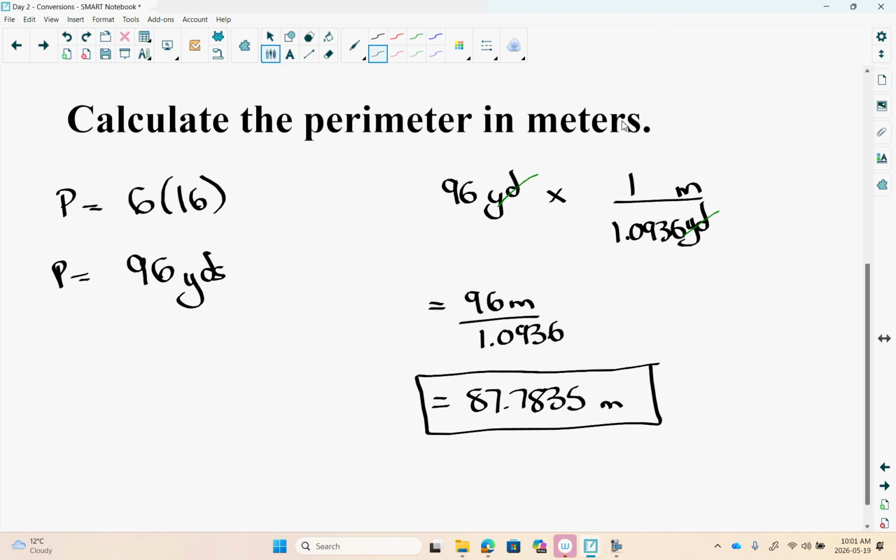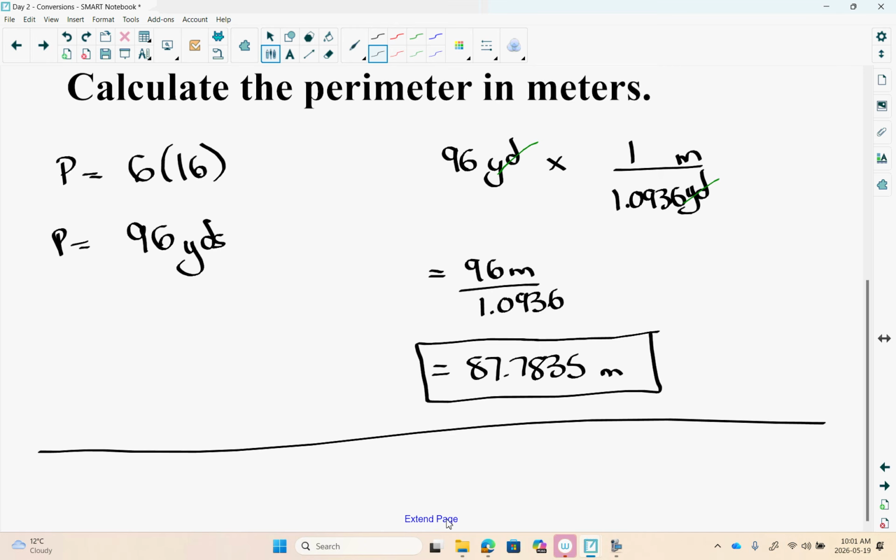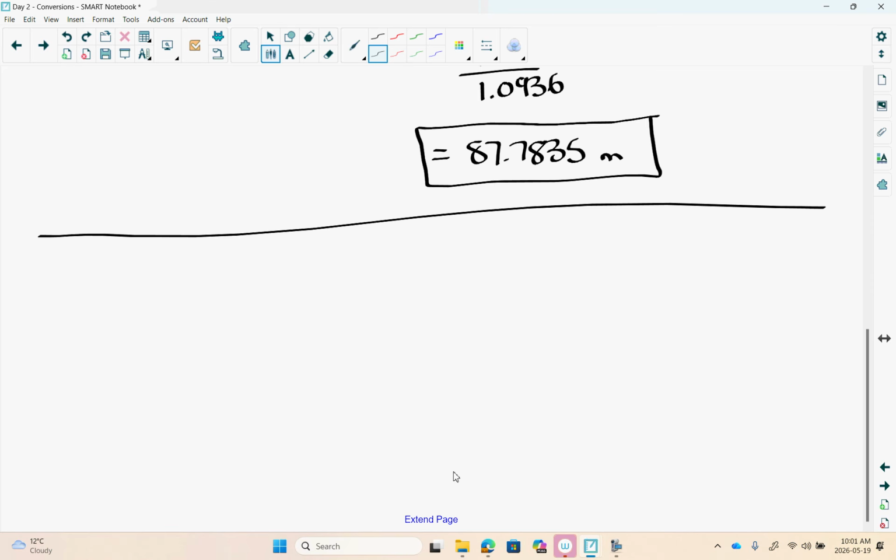And then if I want the perimeter in meters, I have to convert 96 yards to meters. The conversion factor is 1 meter is equal to 1.0936 yards. Want over have, the yards cancel. 96 times 1 is 96. 1 times 1.0936 is 1.0936. Divide these, you get 87.78. Know that you could have converted first.